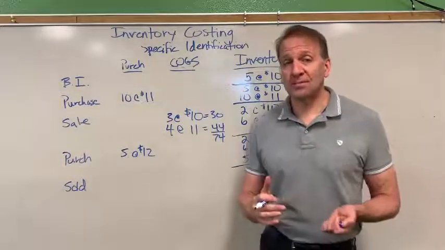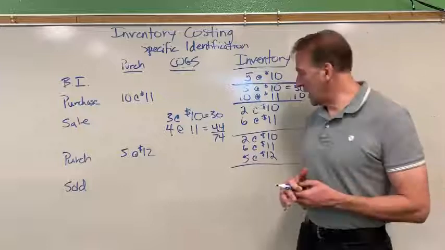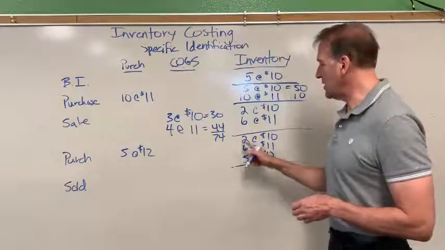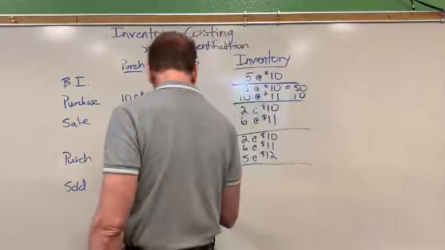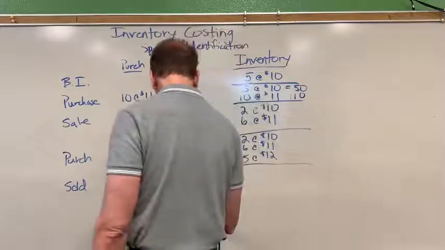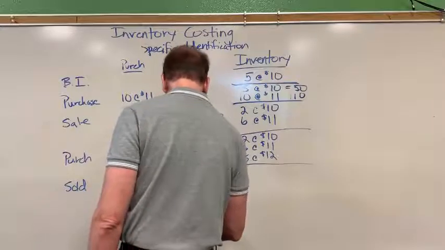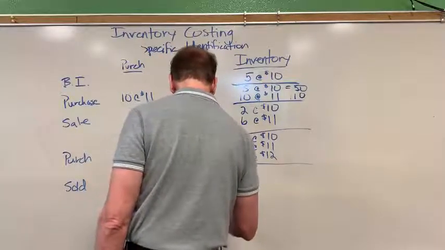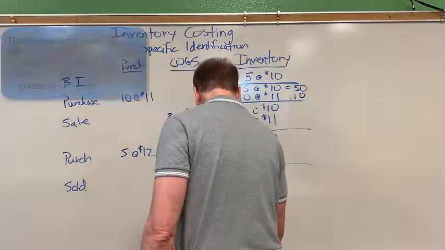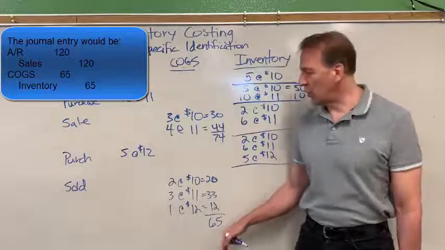We sold them for $20, like we have in all the other examples. But we're calculating our cost of goods sold. So if we sold six, we've got to look at our inventory. This is what we have. Which six did we sell? Well, it'll tell us. So let's say they tell us that we sold those two at 10, and we sold three of the 11, and then one of the $12 ones. All right, so it's 20, 33, and 12, so that's $65. Our cost of goods sold, we would debit cost of goods sold, credit inventory, $65.